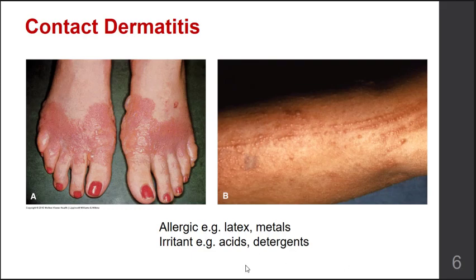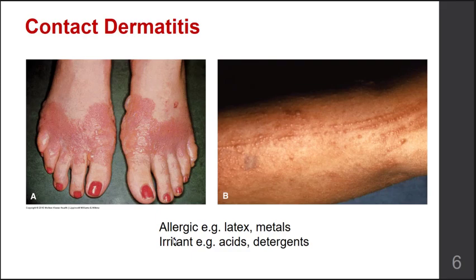Oftentimes, the cause of allergic dermatitis could be exposure to such allergens as latex or metals, which of course can bother some people and not others. Whereas with irritant dermatitis, acids and detergents, so chemicals, will commonly cause a dermatitis in most people that are exposed to it, just to varying degrees depending on their sensitivity. And oftentimes the location of the dermatitis can indicate the source.